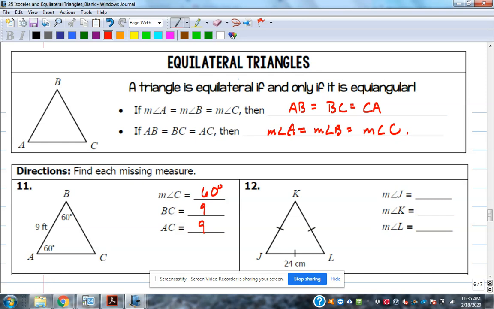All right, there's one of them. I've got them up here.